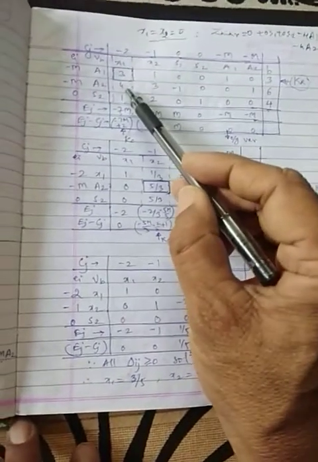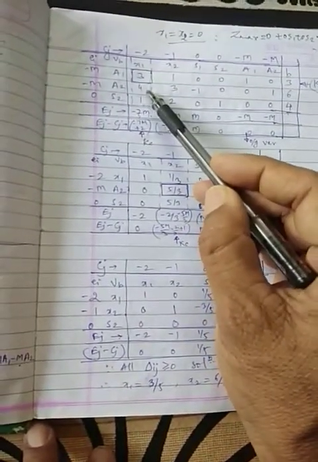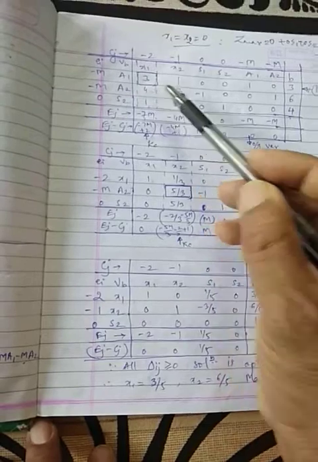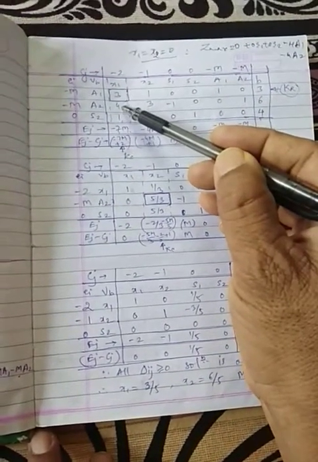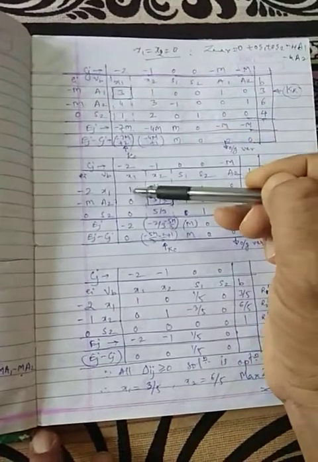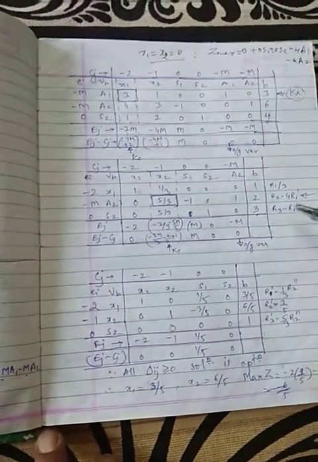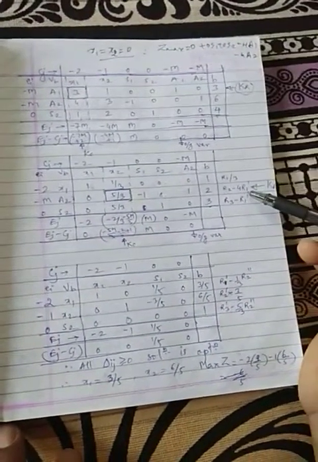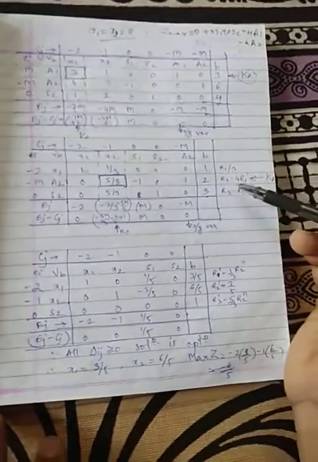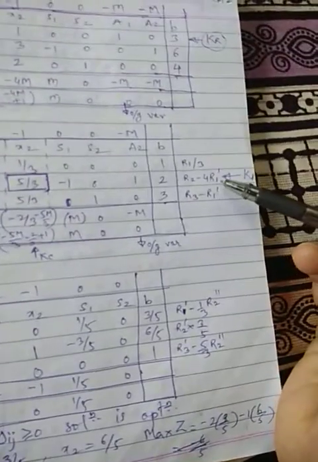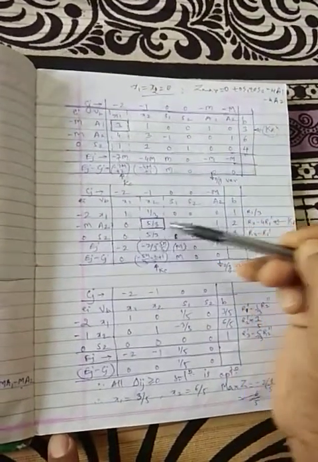Now I want to make this number 0, this number 0. R2 I want to make 0 with respect to the key element unity. So R2 is 4 minus 4 times 1. R2 minus 4 R1 dash, where R1 dash means the second table's first row. So R2 minus 4 R1 dash. This rule I have to apply and write the second table.